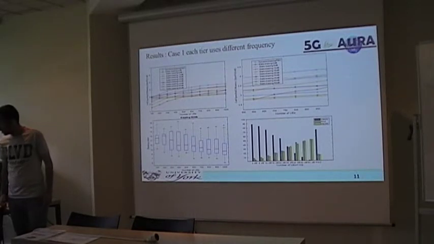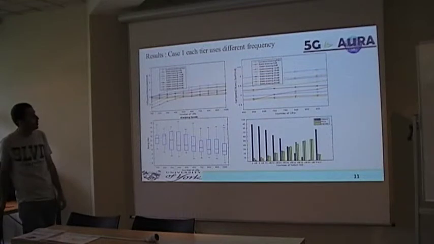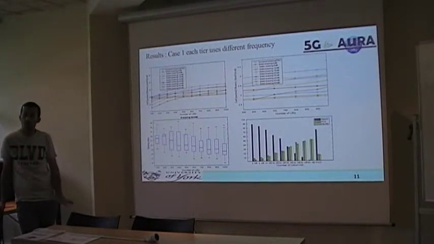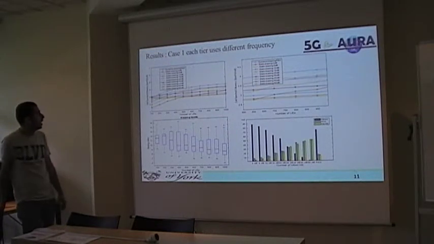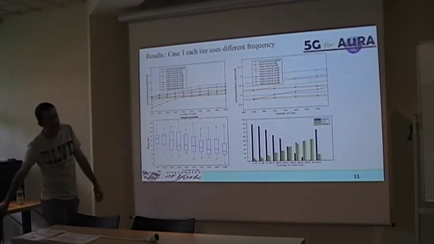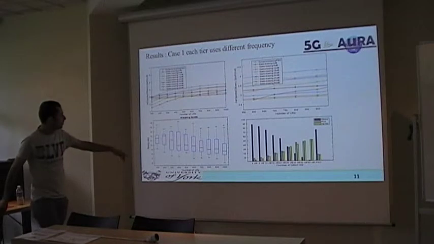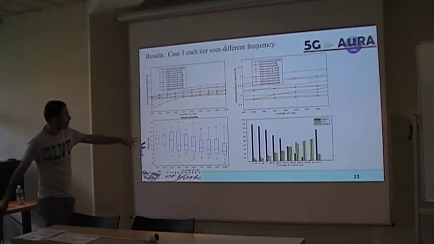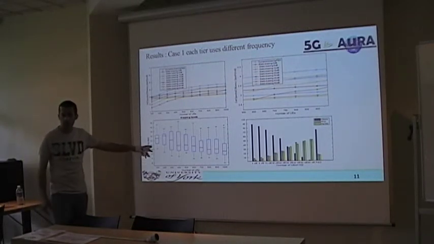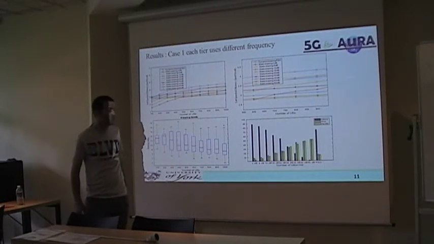Here are the results for the first case, where a user receives interference only from the same-tier base stations. And here is the cell spectral efficiency, and that one is a zoom-in to see the figure more clearly. And here's the box plot for the biasing values that are generated by PSO. And here are the number of users that are connected to each tier.